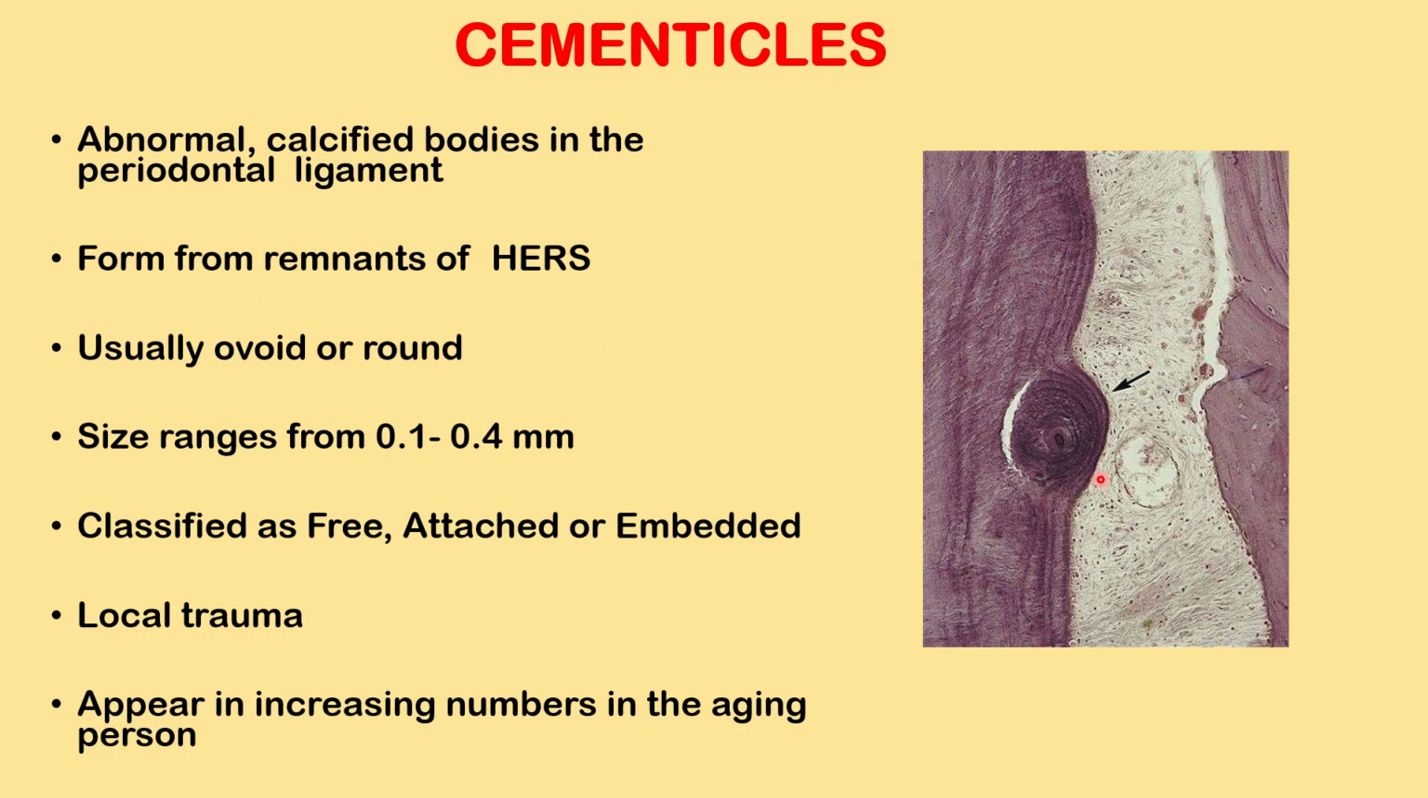Next is cementicles. These cementicles are abnormal calcified bodies found within the periodontal ligament, typically arising from remnants of epithelial rests, usually round or ovoid in shape. The size ranges between 0.1 to 0.4 mm. They can be classified as free, attached, or embedded within the cementum. They may be associated with local trauma, and their number tends to increase with age.